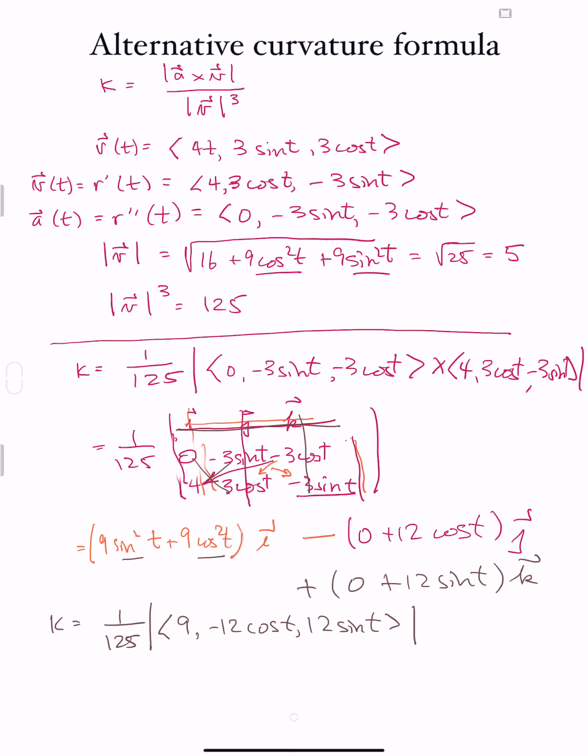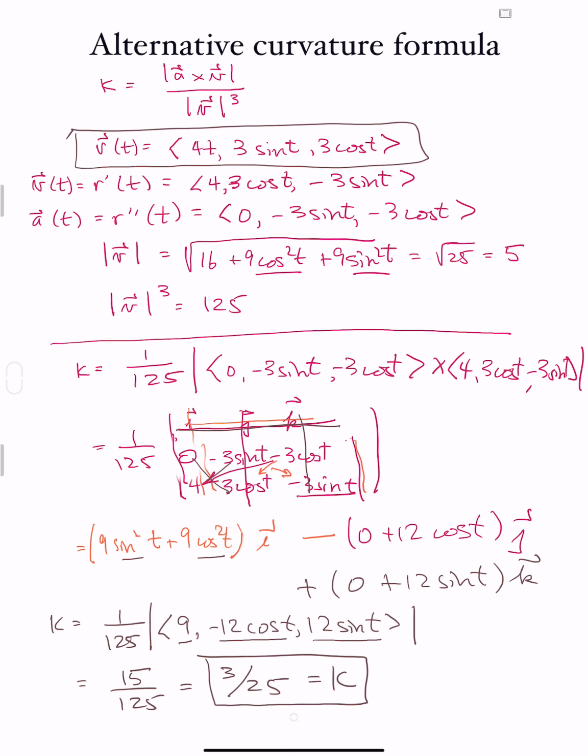You do that computation, I get 144 cosine squared, 144 sine squared, and 81 from the 9, which makes 225, and I take the square root of 225 and get 15. Okay, so I always reduce to lowest terms, 3/25, and that's my value of the curvature for this curve, our vector, this trajectory. Okay.